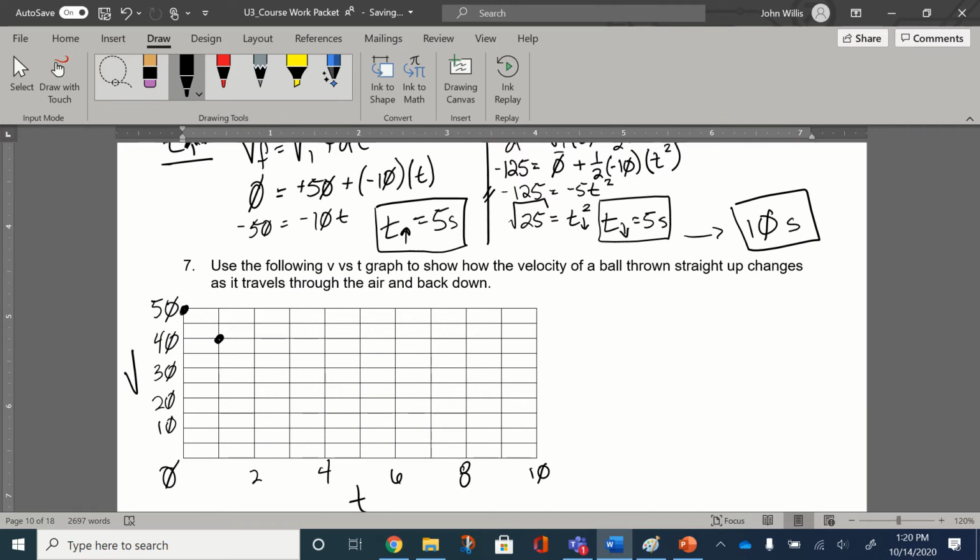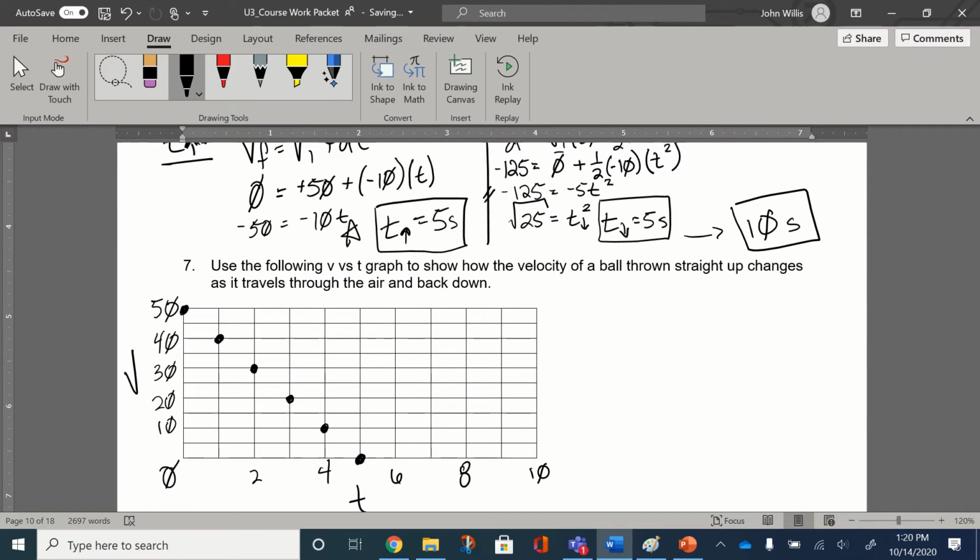So after 1 second of moving in the air, traveling upwards towards the top of its trajectory, it lost 10 meters per second. After 2 seconds, it lost 20 meters per second. After 3 seconds, it lost 30 meters per second. 4 seconds, it lost 40 meters per second. And after 5 seconds, it loses all 50 meters per second.